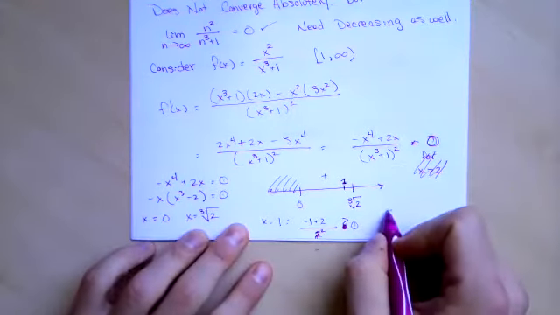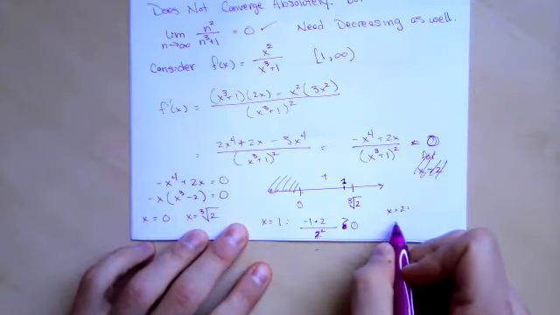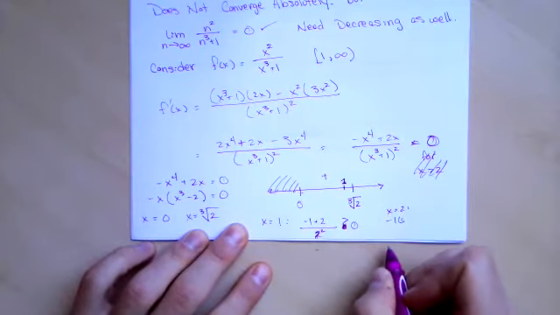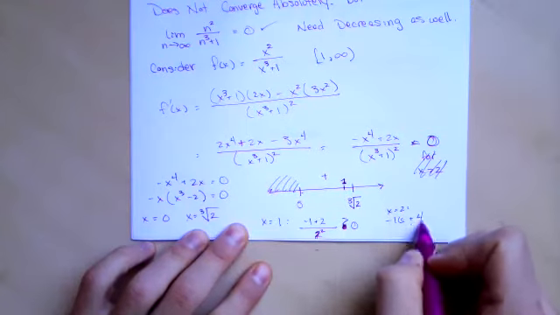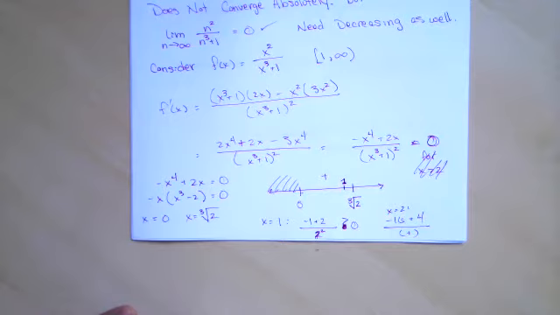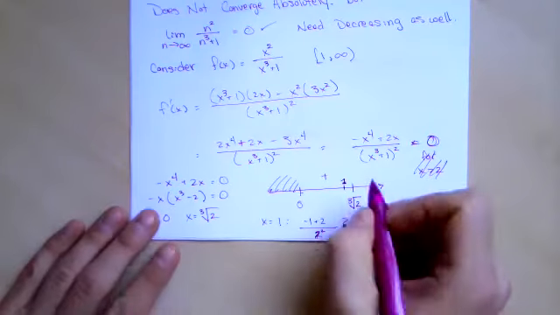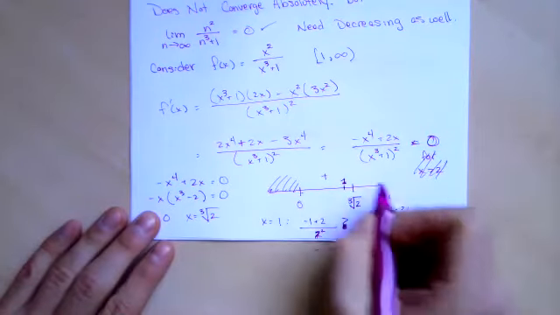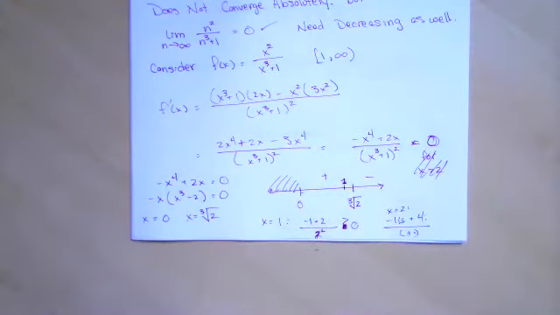Whereas if we check x equals 2, we'll get negative 16 plus 4 over something positive. So in the numerator, we'll have something negative. The denominator will be positive. Negative divided by a positive gives me overall a negative. Is that a little bit better?